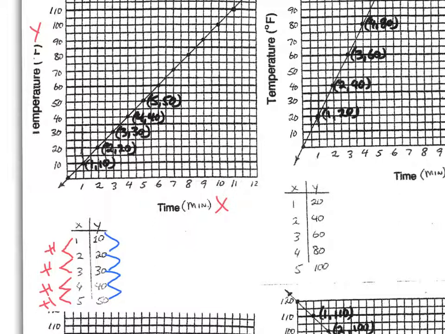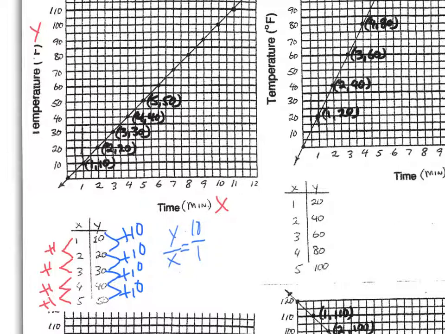Y-axis, when we go from 10 to 20, it's +10. From 20 to 30, it's +10. 30 to 40, it's +10. 40 to 50, it's +10. So if we were to construct the slope from this, the y over the x is a constant change of 10 to 1.